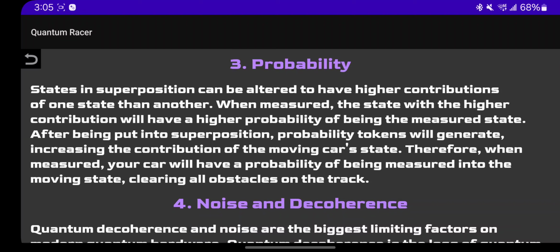Now, obviously measurement is not completely random. There is a concept in quantum measurement called the probability of measuring each state. This is because different states in superposition can have higher contributions than others, and the state with a higher amplitude will have a higher probability of being measured. Therefore, you can collect these probability tokens that we've placed into the game. By collecting them, you can increase the probability of staying where you are and not losing your progress.